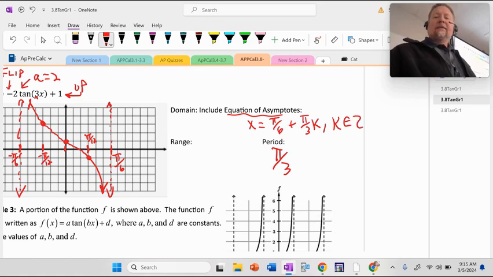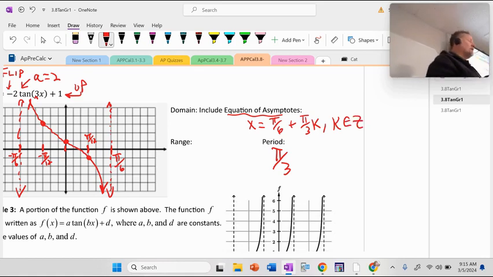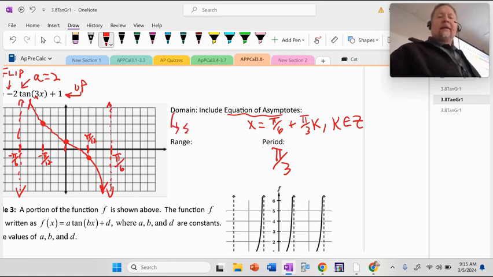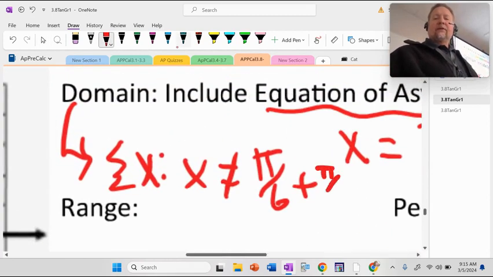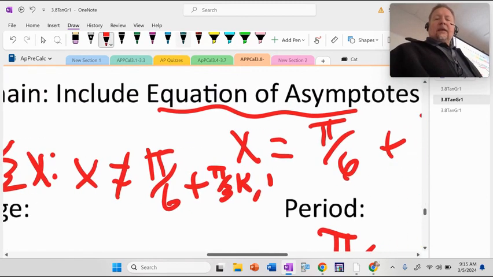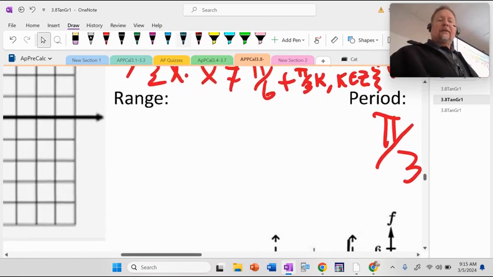So then that means the domain is x such that x cannot equal these values, because you don't get an output. I should zoom in. I'm running out of space here. Pi over 3 times k, since I use k, k in the integers. And that's all you have to say, and then close that brace. Sorry, those got a little sloppy. And then range, never change.